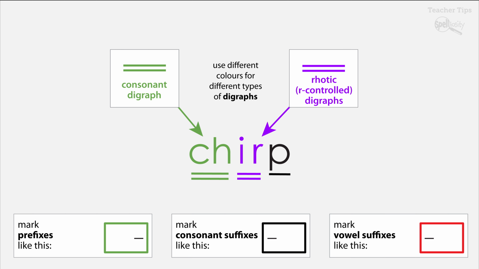Use line color to indicate different types of digraphs. For example, green can indicate consonant digraphs, and purple can show R-controlled digraphs.